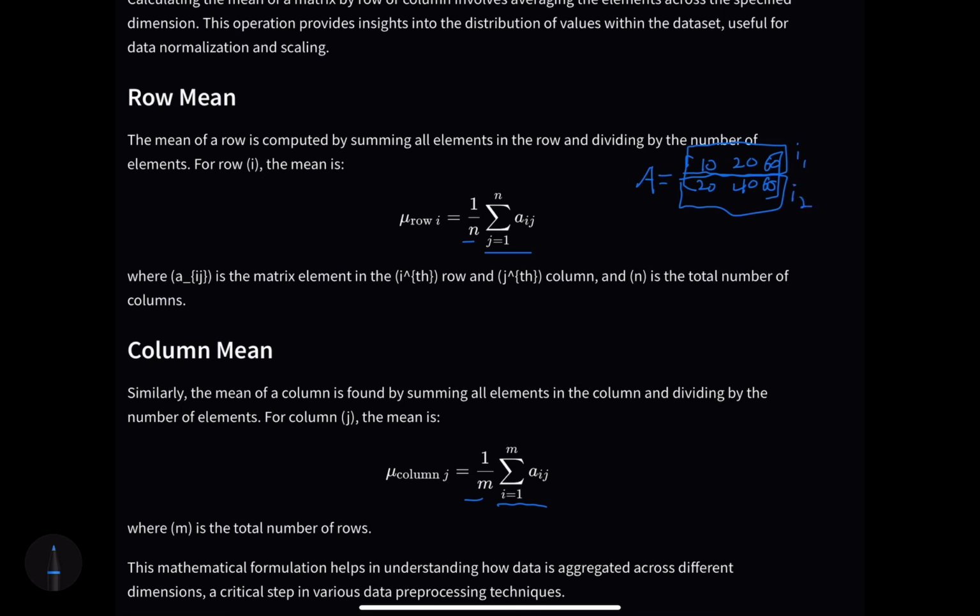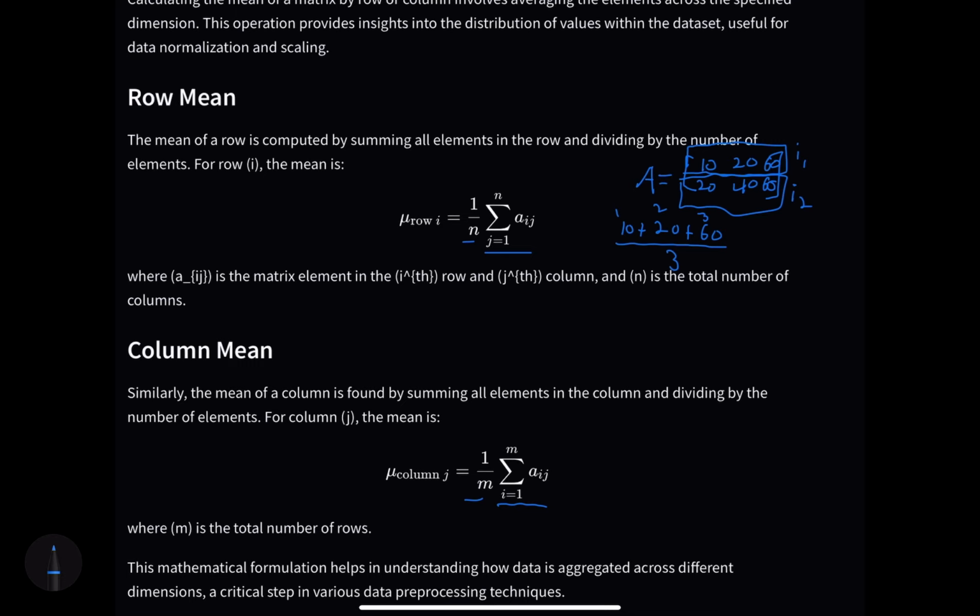So to get the mean of the first row, we take 10 plus 20 plus 60, and we divide it by 3 because there are 3 values, 1, 2, and 3. And we would basically do the same exact equation to get the other mean within the row.